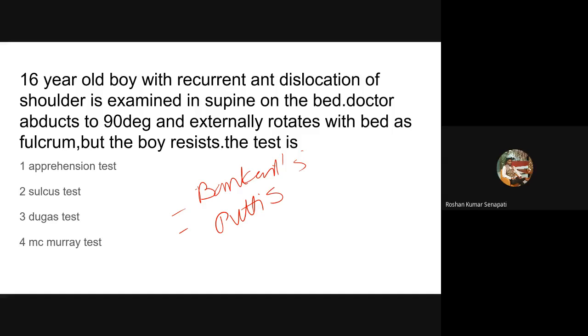And there is something called Latarjet-Bristow procedure. This also appears in some MCQs. I will explain these three procedures and then we'll close. Okay. Bankart's procedure, as I said, there is an avulsion of the glenoid labrum. You put suture anchors or repair, and that is Bankart's.